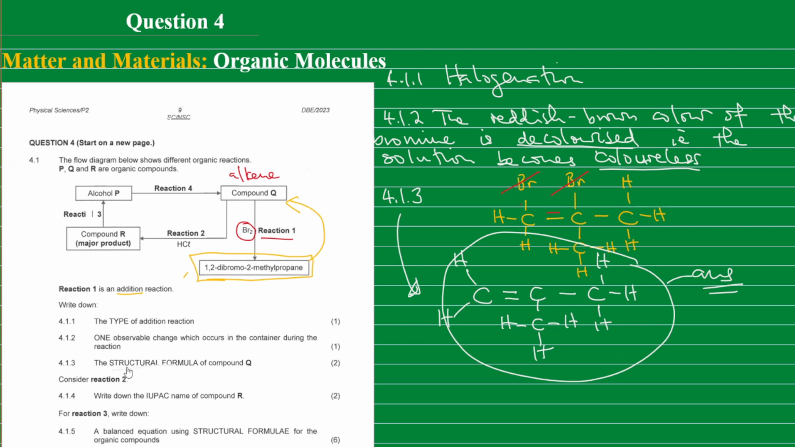So we have written the structural formula of compound Q, and now consider reaction 2. Reaction 2 is where we take compound Q and react it with hydrochloric acid, HCl, and we get compound R. We are required to write down the IUPAC name of compound R.